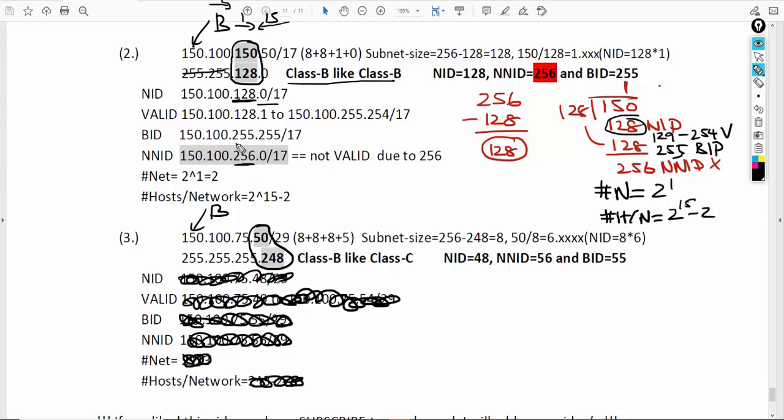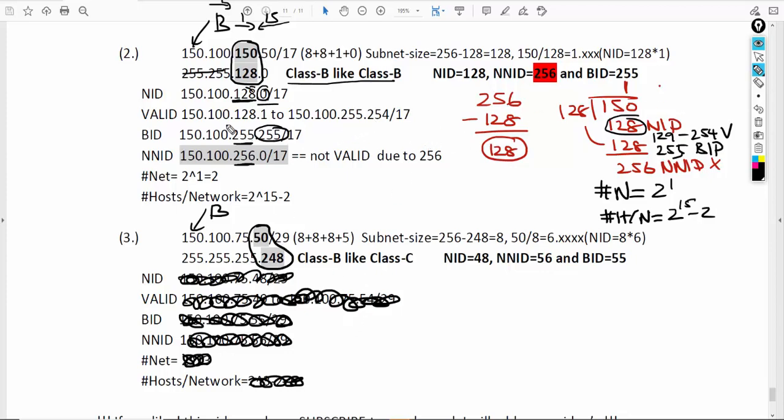So broadcast address is 255. We have 255. Whatever is left over, you put 255. Okay, so valid IP is .1 to .254. Here the valid IP is 128.1 to 255.254. Basically this plus 1, so this plus 1 is 1 and this minus 1 is 254 again. So this is the right answer, guys.